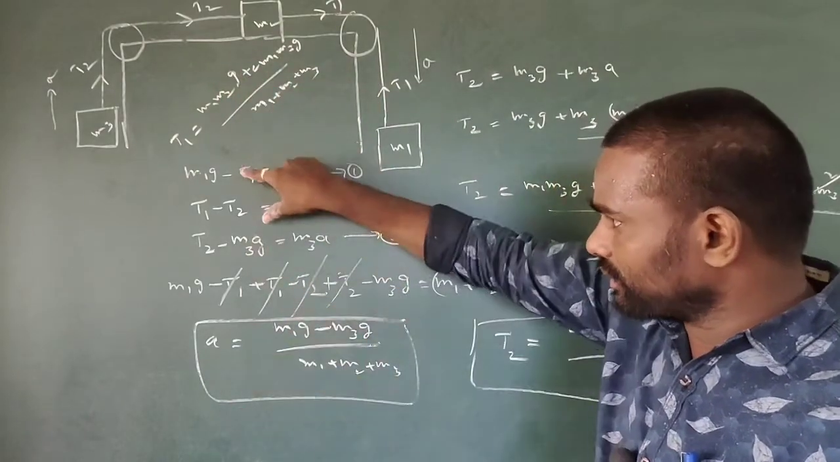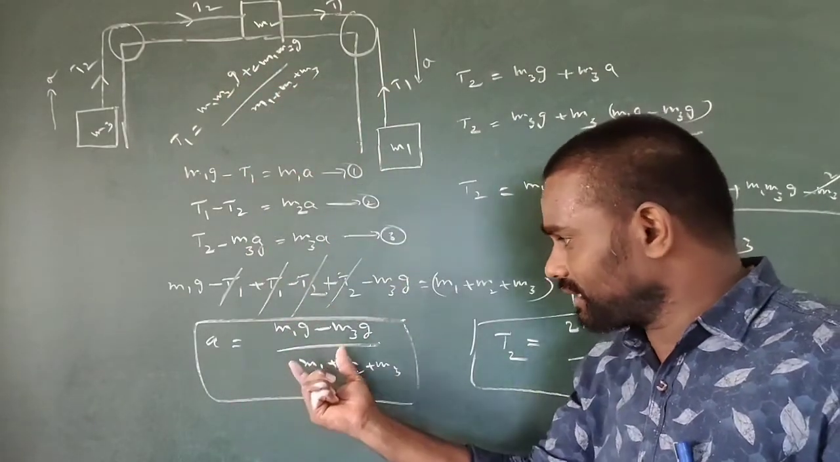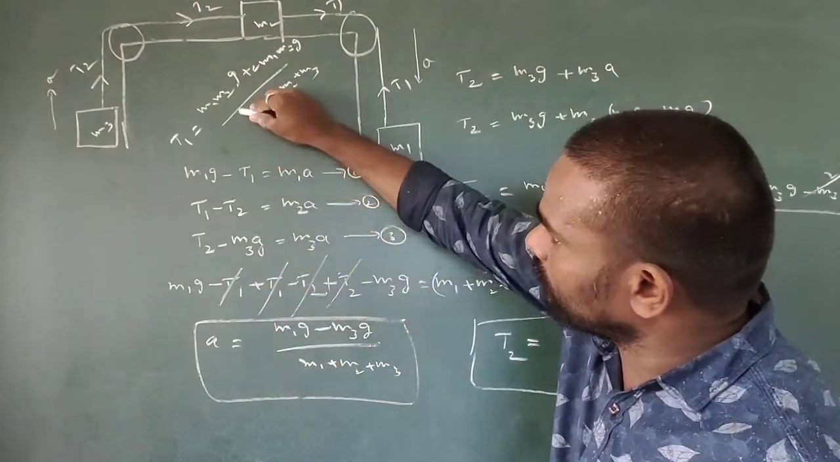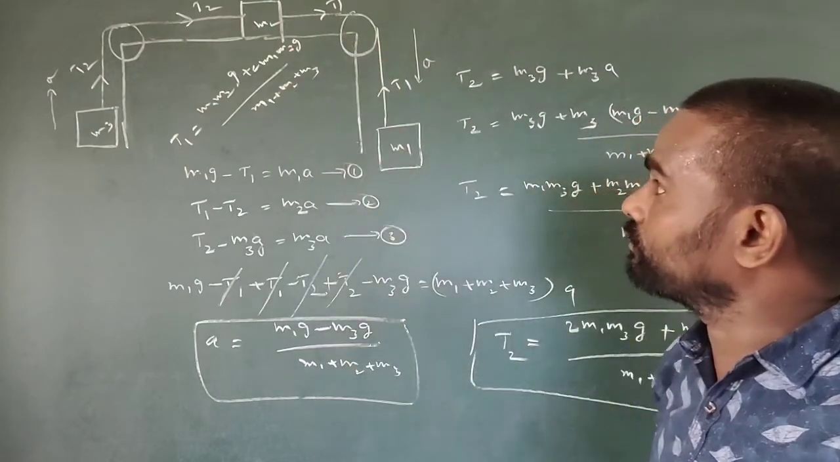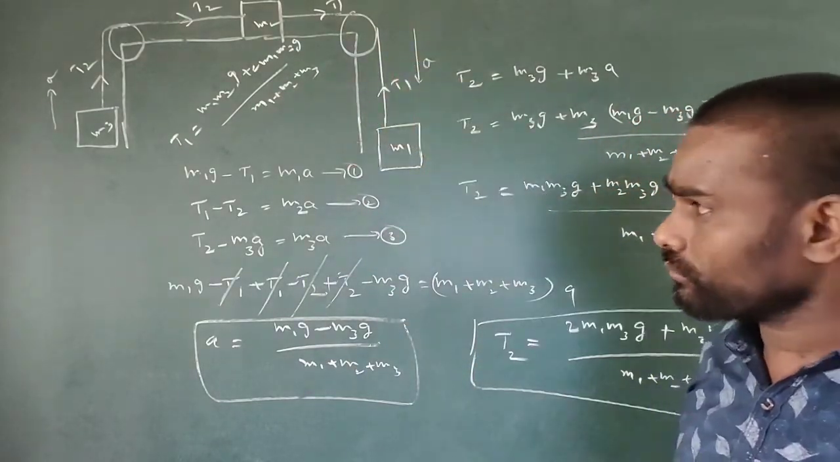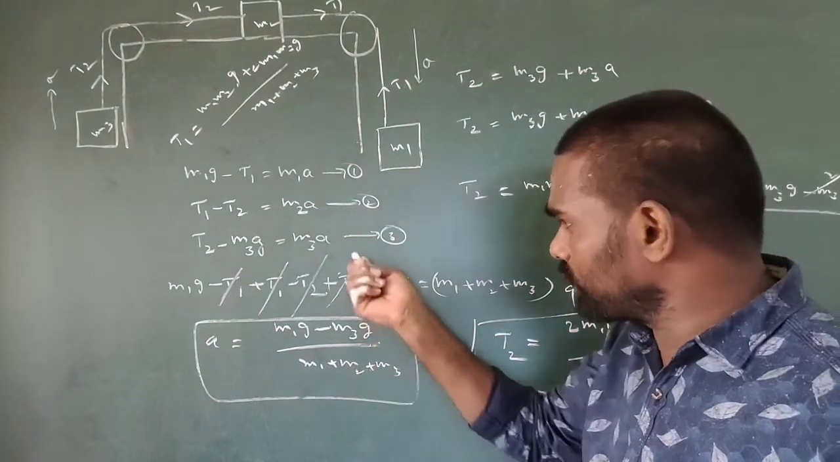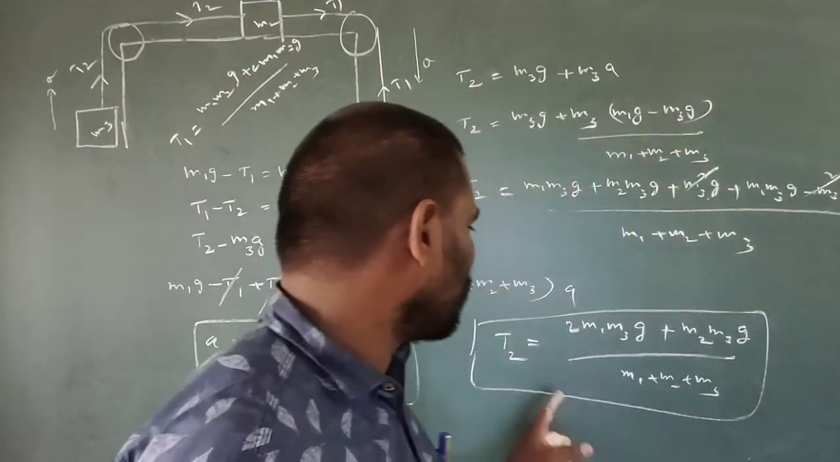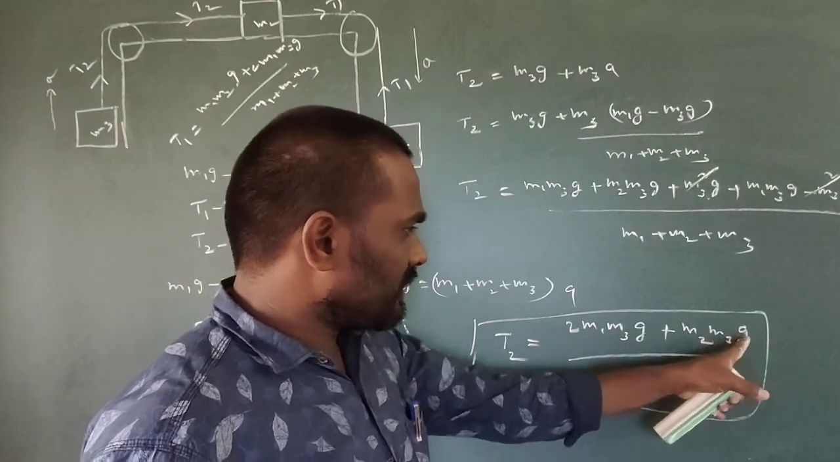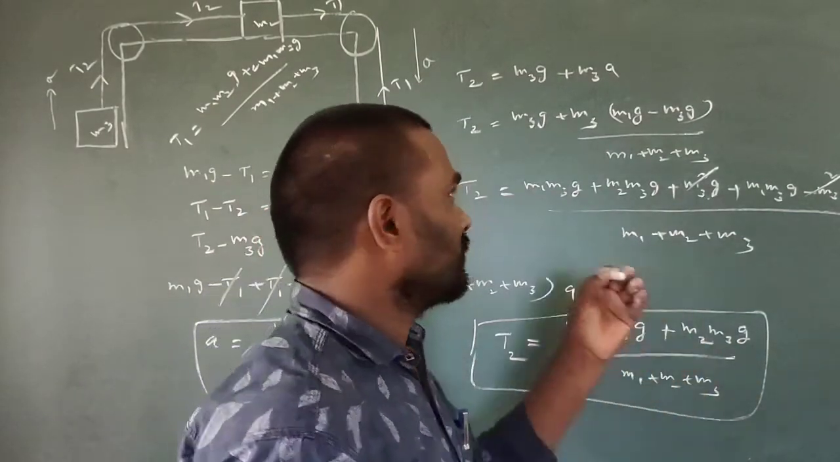Adding these three equations, you will get the acceleration. Putting this acceleration in equation number 1, you will get the tension force T1. T1 is equal to m1 m2g plus 2 m1 m3g by (m1 plus m2 plus m3). Substituting this acceleration in equation number 3, you will get the tension T2. T2 is equal to m1 m3g plus m2 m3g by (m1 plus m2 plus m3). This is another example.